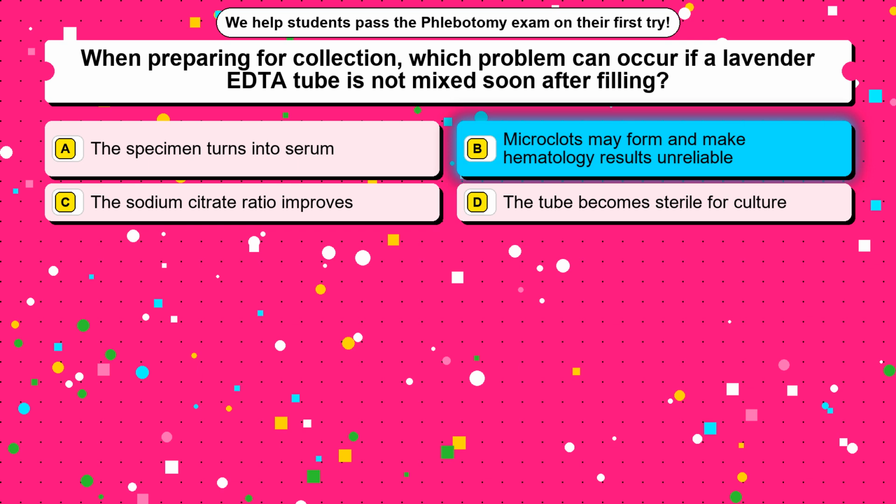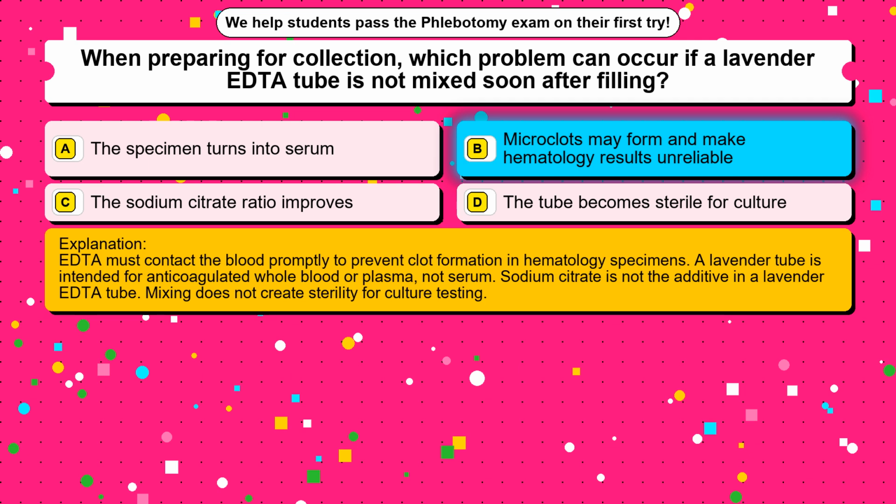The correct answer is option B. Microclots may form and make hematology results unreliable. EDTA must contact the blood promptly to prevent clot formation in hematology specimens. A lavender tube is intended for anticoagulated whole blood or plasma, not serum. Sodium citrate is not the additive in a lavender EDTA tube. Mixing does not create sterility for culture testing.